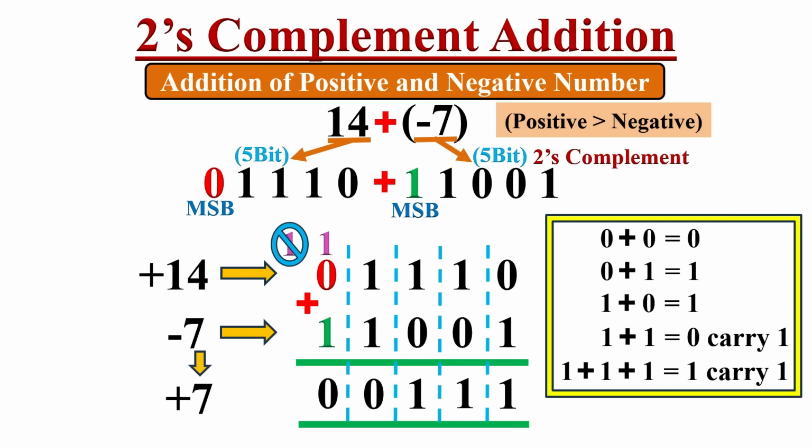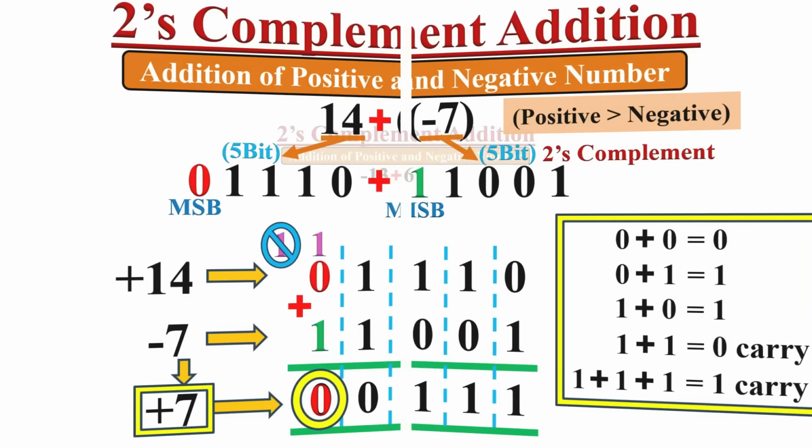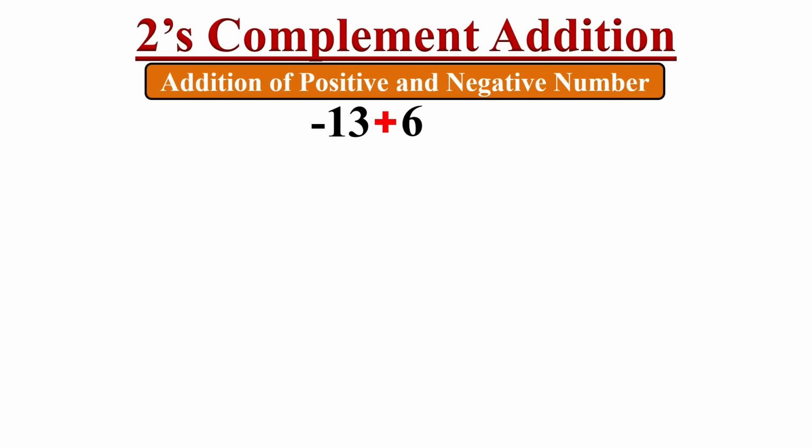Now the result must be equals to plus 7. That's it. 00111 in binary form. Here we can see that MSB bit is 0, which indicates this binary number is positive. This is how we will do the addition. Now let's quickly move into the next example.